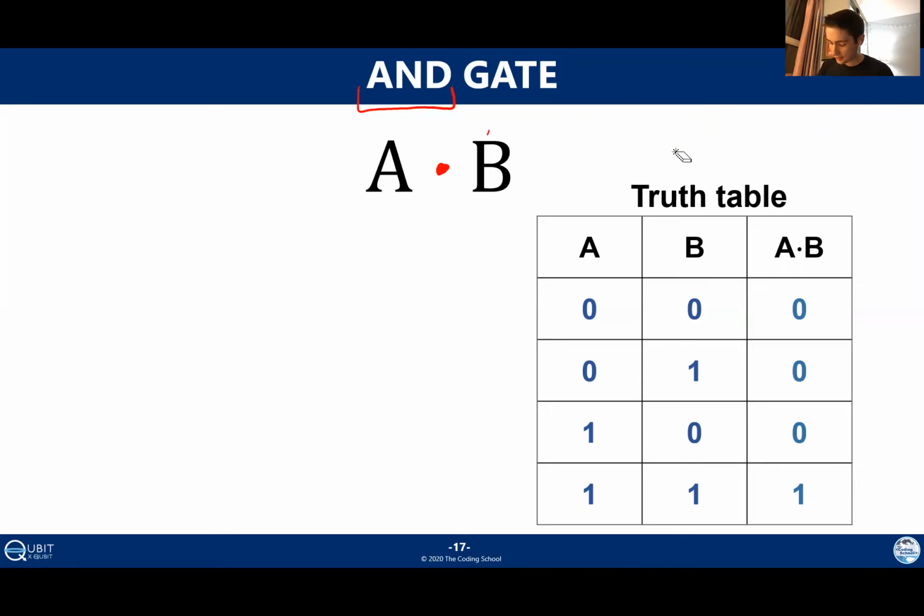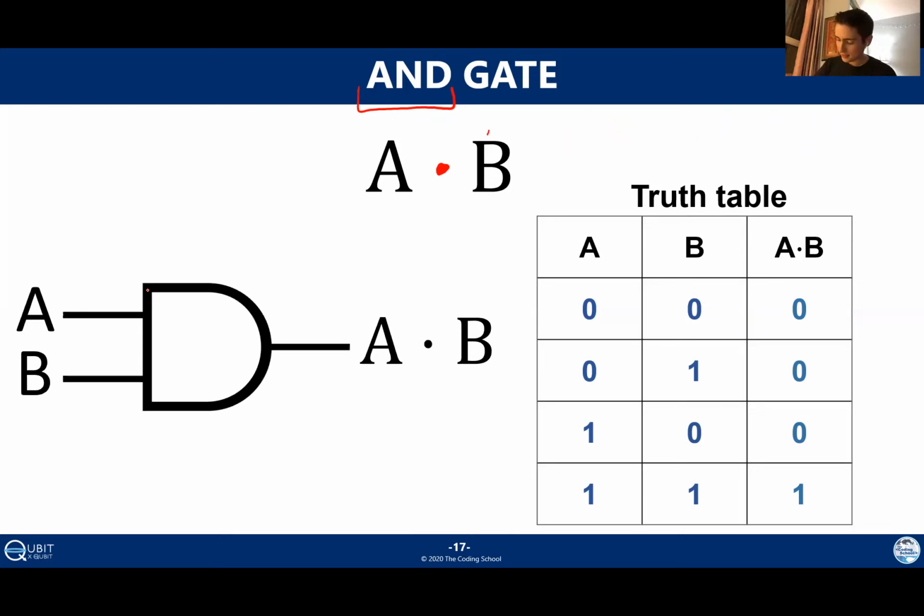Okay, so what does this gate look like in circuit notation? It looks like this, basically like a big capital D kind of thing. That represents an AND gate. Now, these circuit drawings, by the way, I don't really have any good memory tricks for them. I think this is one of those things that you just need to memorize what they look like.